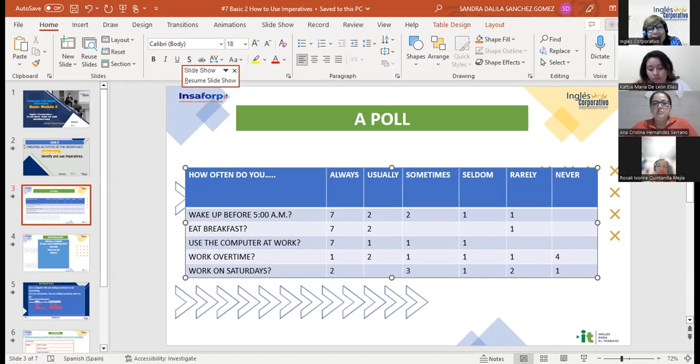Now Abby, Adi, please. Okay, teacher. En el grupo éramos dos compañeras y dos oyentes. Así que... okay. In the number two, begin with always. In the number two, eat breakfast. Yes. Okay, two. So always, we have nine. Two, always. Use the computer at work. One, always.